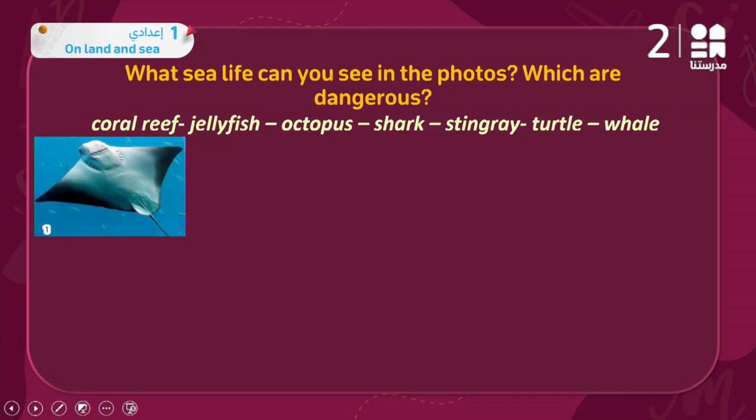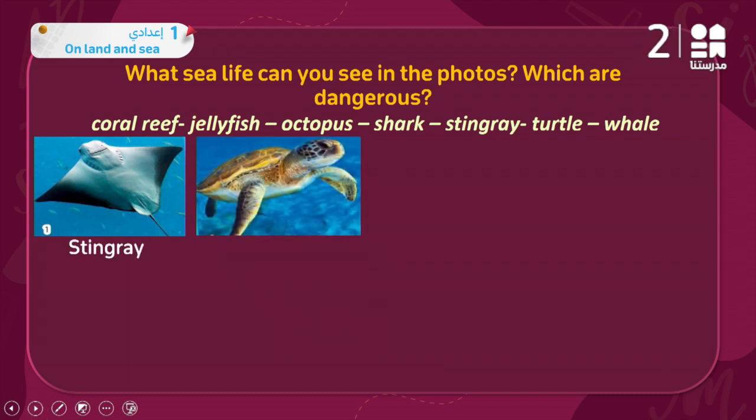Okay, first, let's start. What sea life can you see in the photos which are dangerous? Okay, we have, what is this animal? It's a coral reef, a jellyfish, octopus, a shark, a stingray, turtle, or a whale. It's an excellent stingray. The stingray is an aquatic animal or marine creature, a fish. It's flat and round. Okay? Stingray.